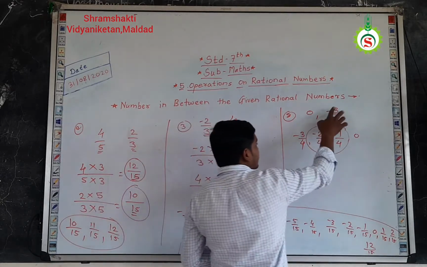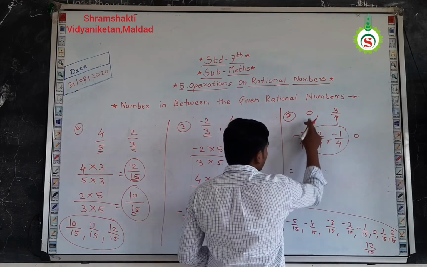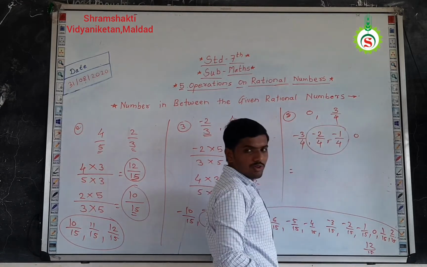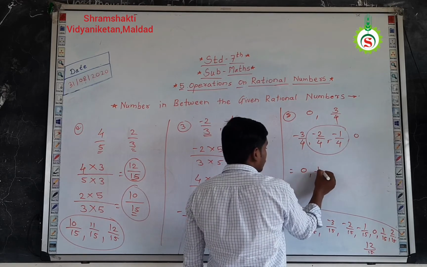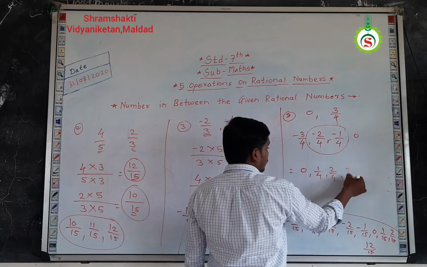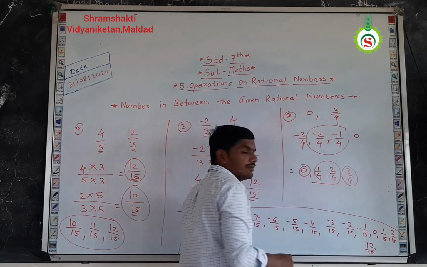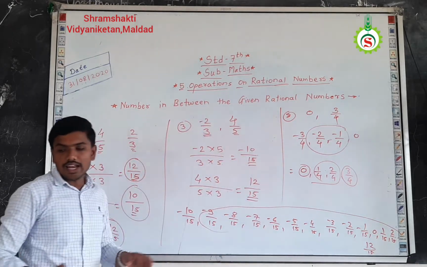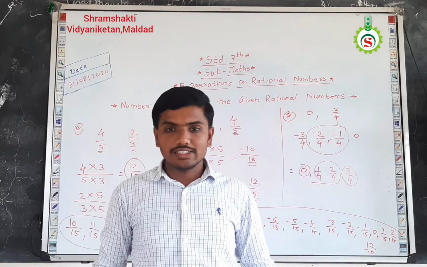Instead of that minus 3 by 4, if there is a 3 by 4, then what we will do? 0 is smaller or 3 by 4 is smaller? Obviously 0 is smaller. So I will start from 0, 1 by 4, 2 by 4 and 3 by 4. Those are the two numbers in between the given rational numbers. Like that we can find out the numbers in between the rational numbers.